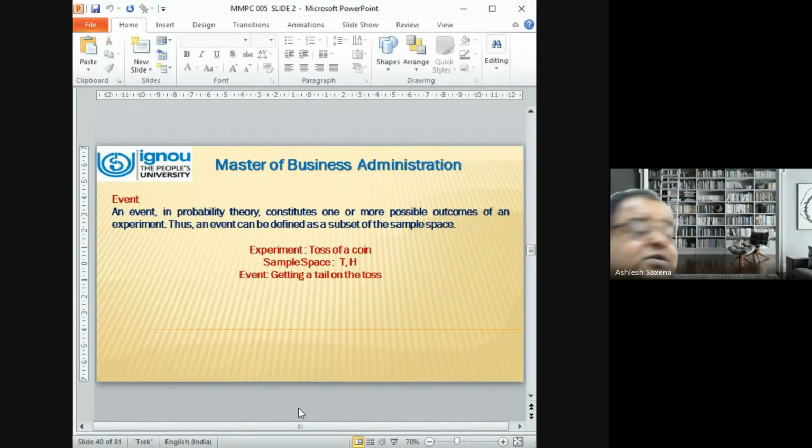But if the question comes head and tail both, your answer will be 0. That is not possible. The concept is clear. Experiment is tossing of a coin. Sample space is either head or tail, that is 2. And your event is getting a head or getting a tail on the toss. That means tail is 1. Total number of sample space is 2. The probability will be 1 by 2.